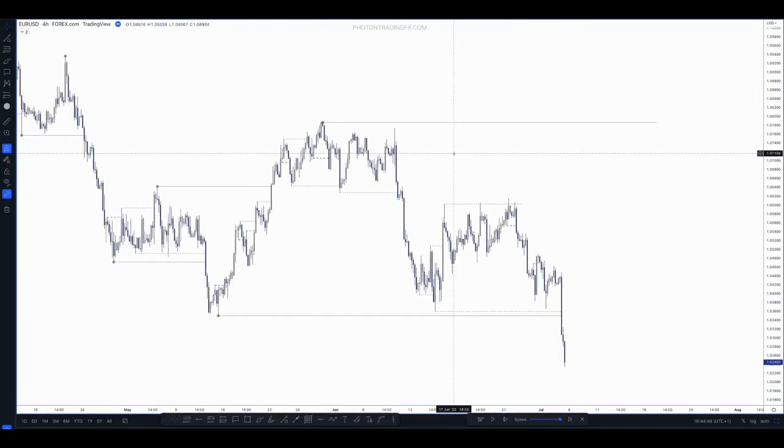Obviously, as we start to bring in more and more layers to this, it can get a little bit more complicated. So we want to make sure that you're very, very comfortable with these concepts on one time frame before we start to bring in everything else.